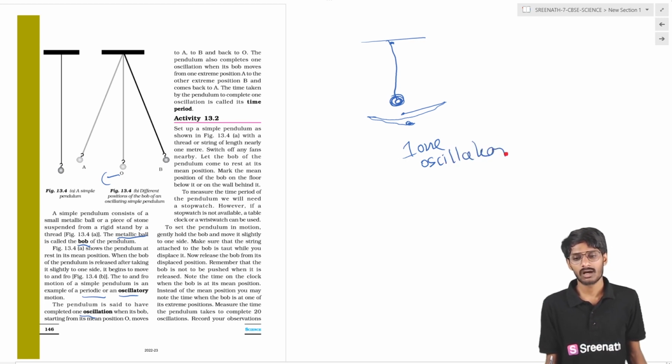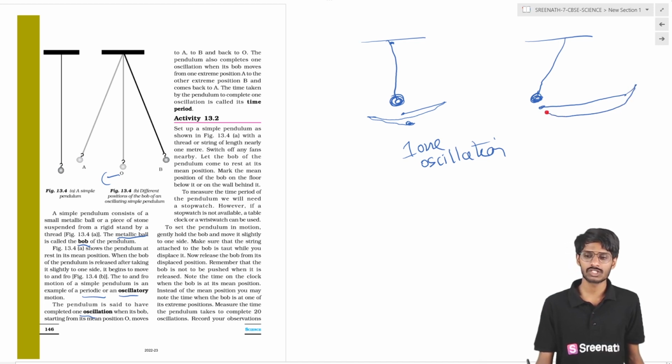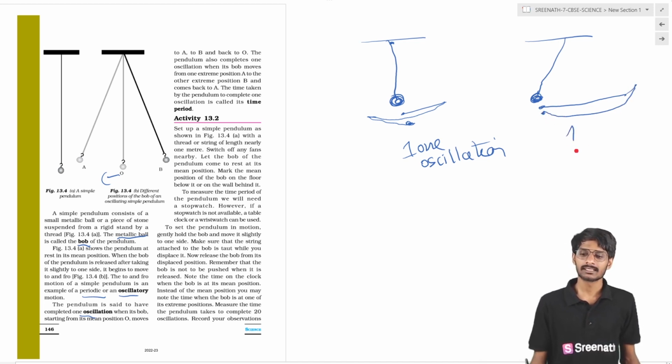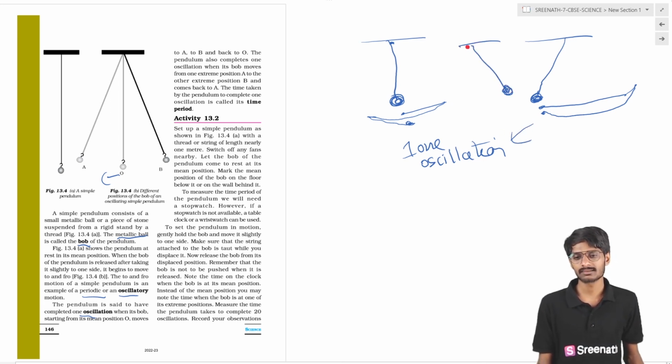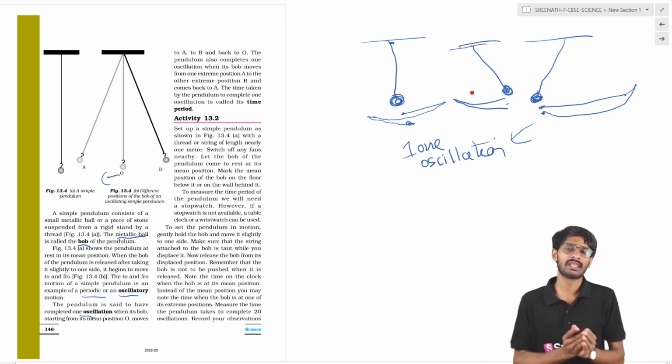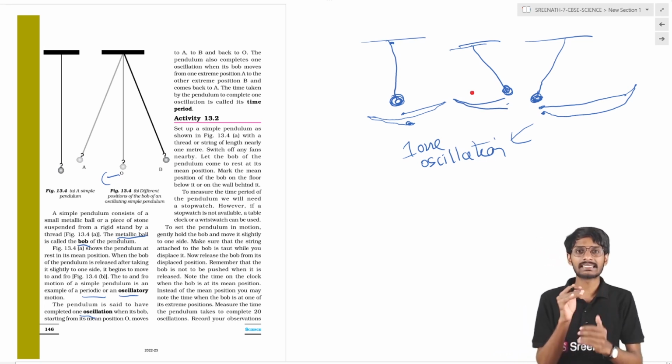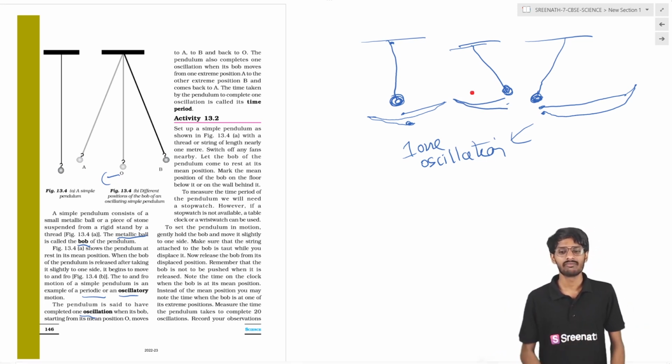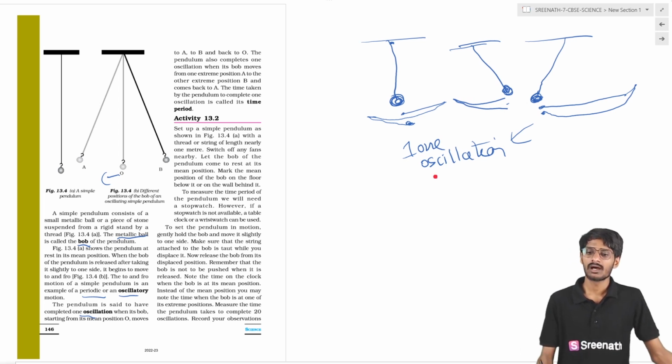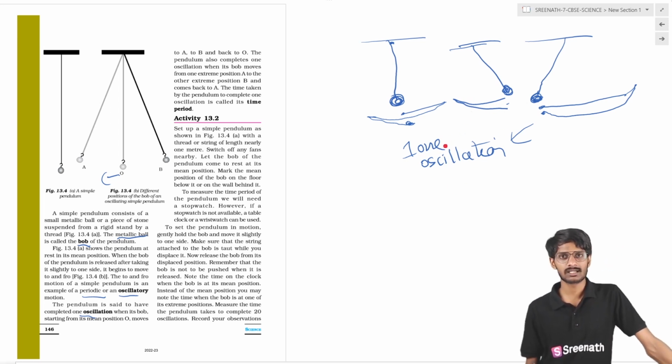We can measure one oscillation another way also. Suppose it is at this position. It has started here, gone there, and come back to this point. In that case also we say that is one oscillation. Suppose it is at this place, it has gone there and come back to the position. Whenever it returns to its original position after completing all the distance, we say it has completed one oscillation. These are the examples of one oscillation.